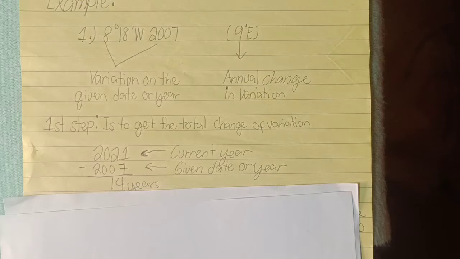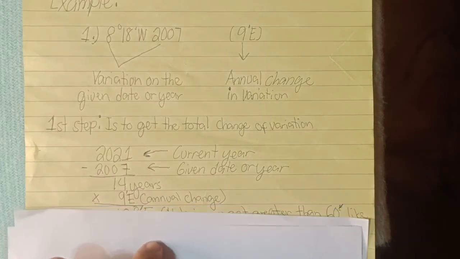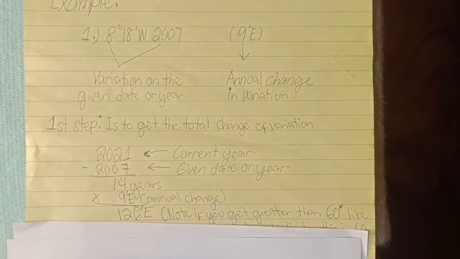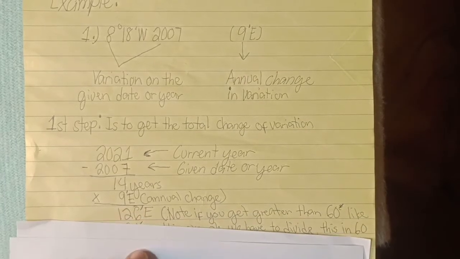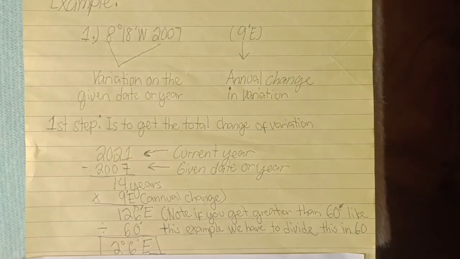From the compass rose, we gathered that the annual change is 9 minutes east, so we need to multiply the annual change by the 14 years. 14 years times 9 minutes east gives us 126 minutes east on the calculator. Note, if you get greater than 60 minutes like this, we have to divide it by 60 minutes. So 126 minutes divided by 60 minutes is equal to 2 degrees 6 minutes east.